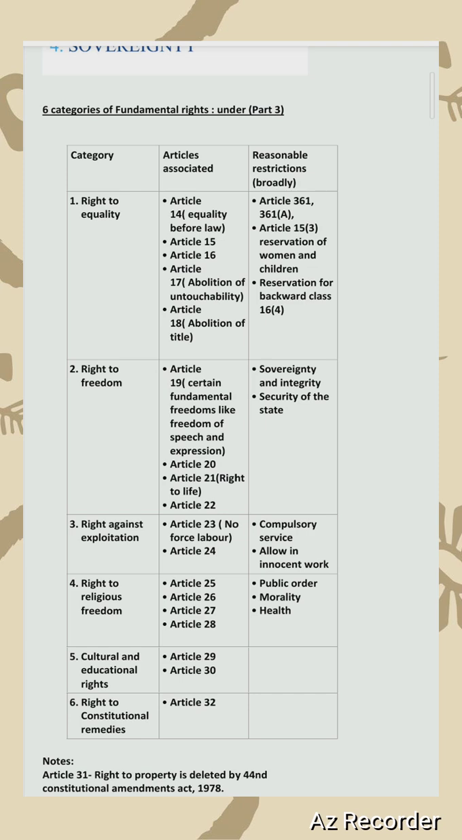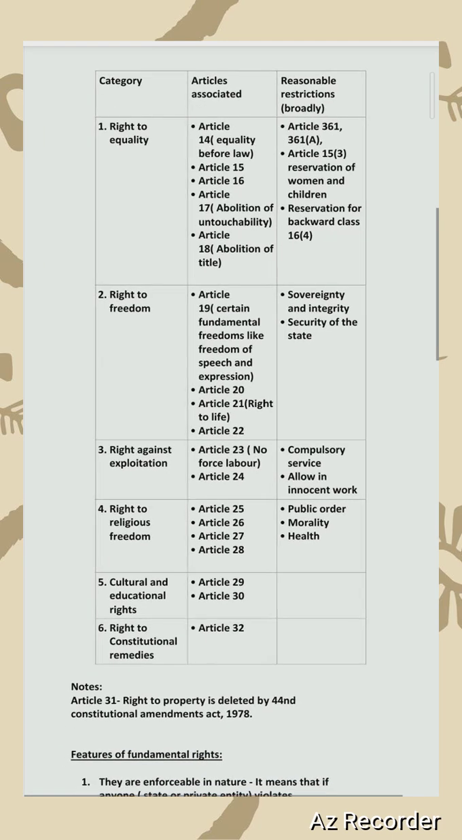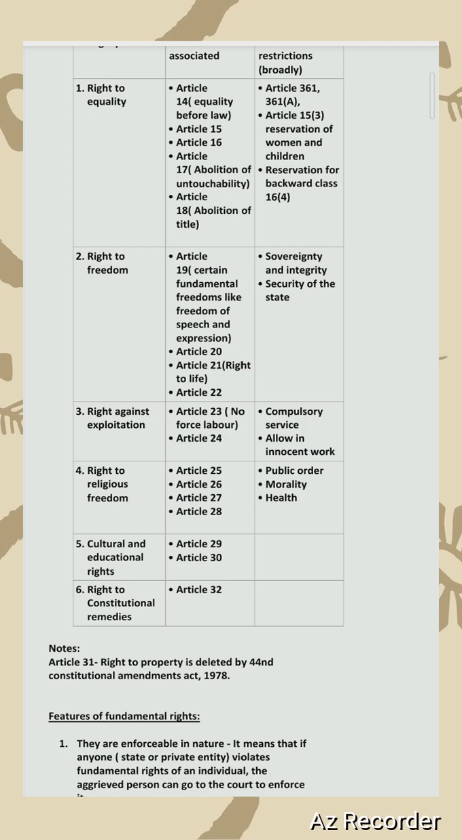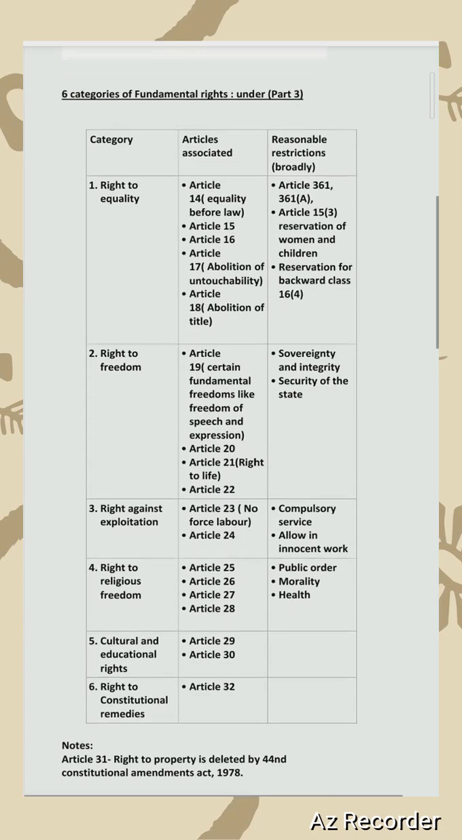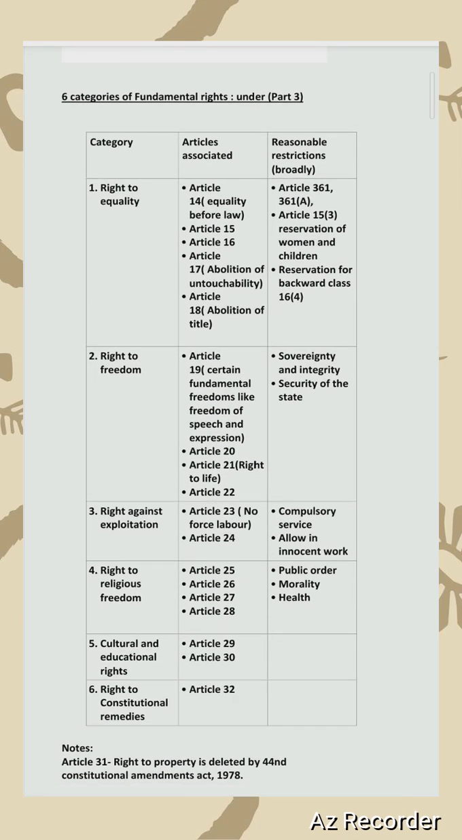For example, article 14 equality before law, article 17 abolition of untouchability are important. And very very important is article number 32, right to constitutional remedies, a question may also come from this.